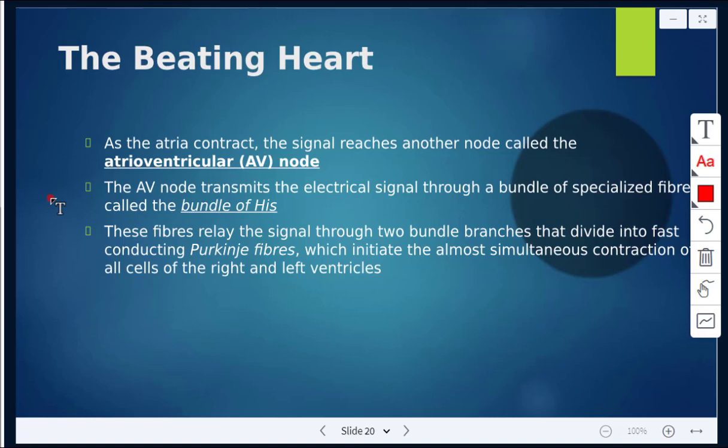The AV node transmits the electrical signal through a bundle of specialized fibers called the bundle of His. These fibers relay the signal through two bundle branches that divide into fast conducting Purkinje fibers, which initiate the almost simultaneous contraction of all cells of the right and left ventricles.